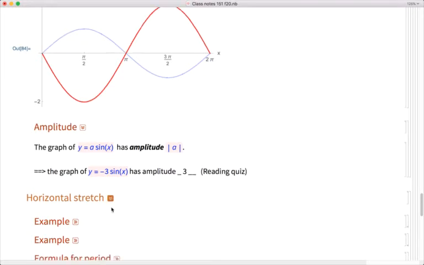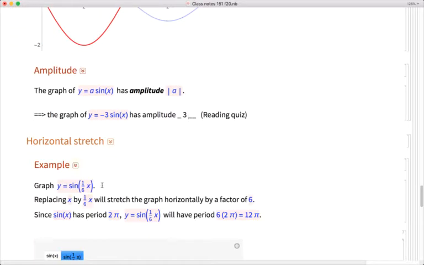Okay, right, horizontal stretching. So again, we've seen this before. When we replace the x with a constant times x, that's going to affect the graph by a horizontal stretching or shrinking. So when we replace x by 1/6 x, this is true for all graphs, the graph is going to stretch horizontally by a factor of 6.